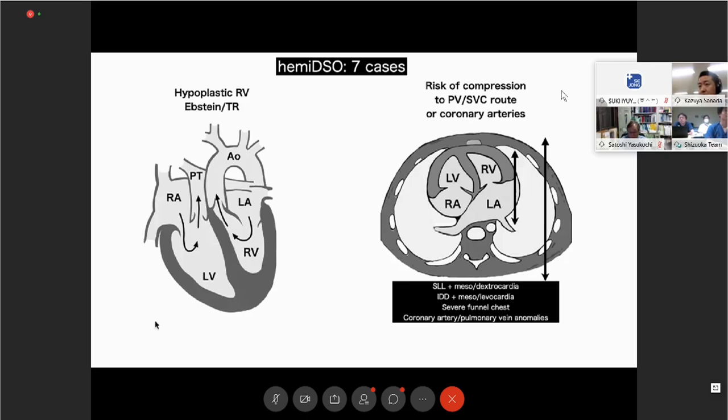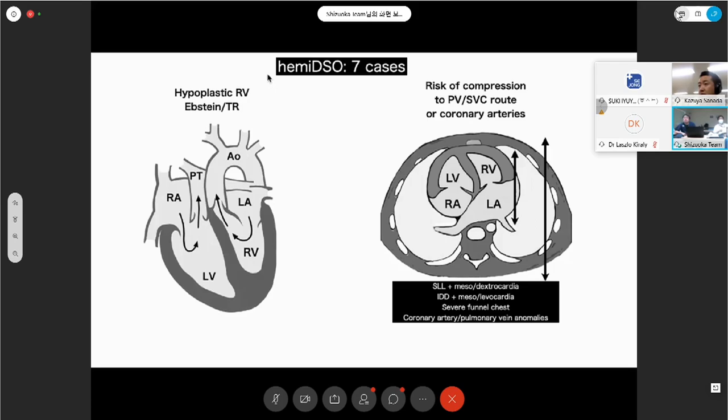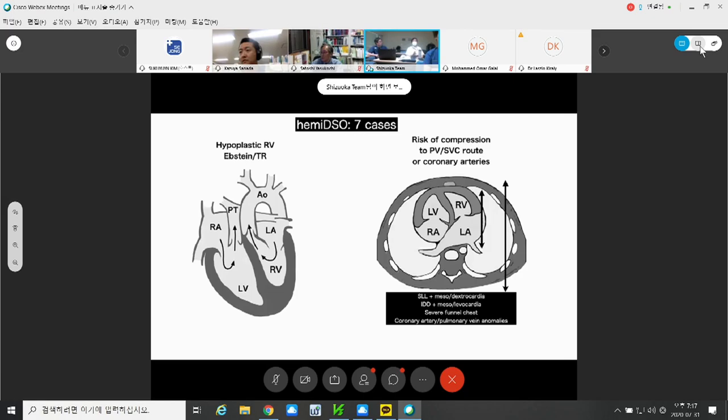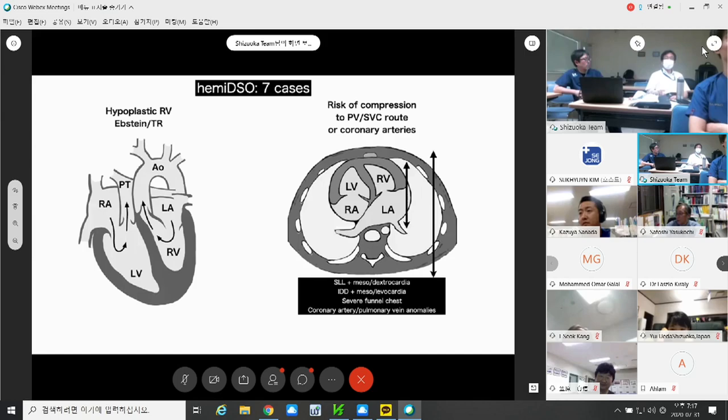How about the other surgeons, Shingo? Who preferred the Mustard to Senning? Even in Shizuoka, among the 7 cases, we sometimes do hemi-Mustard operation, but recently we did make a hemi-Senning operation using the native atrial wall and the interatrial wall. So sometimes it depends on the timing and experience. Maybe hemi-Senning or Senning operation is better to make double switch operation or hemi-double switch operation for younger patients. Okay. I agree with all of the surgeons.